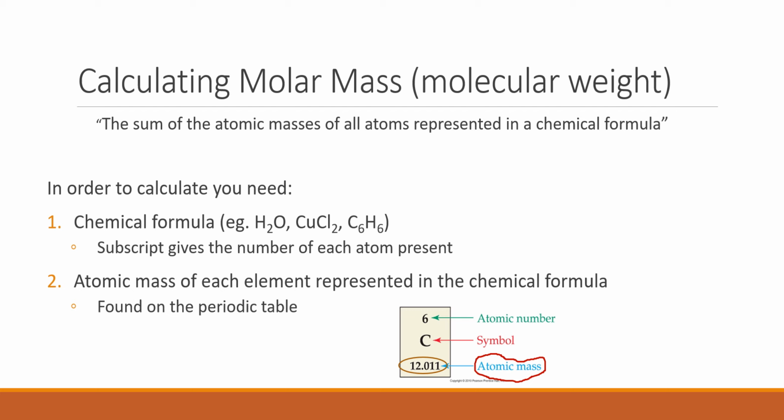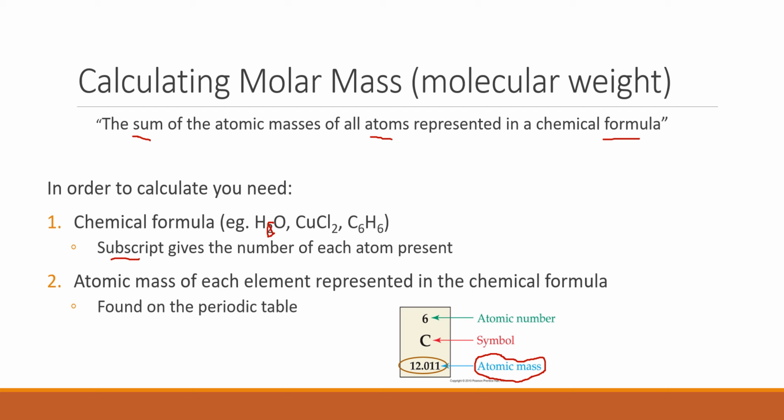Now, we're going to learn how to calculate the molar mass for compounds, where there's more than 1 atom present. In order to do that, we need to sum the atomic masses of all the atoms present in the chemical formula. So we of course need the chemical formula itself. Some examples are shown here for water, copper(II) chloride, and benzene. Remember with chemical formulas, the subscripts give the number of each atom present, the subscripts being the numbers that come after each atom.